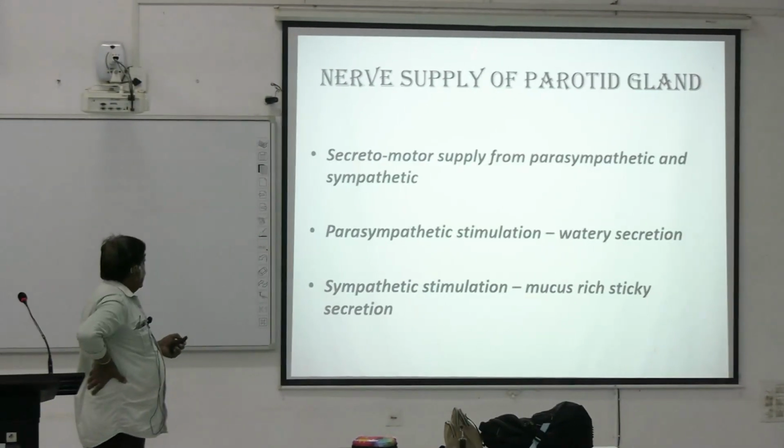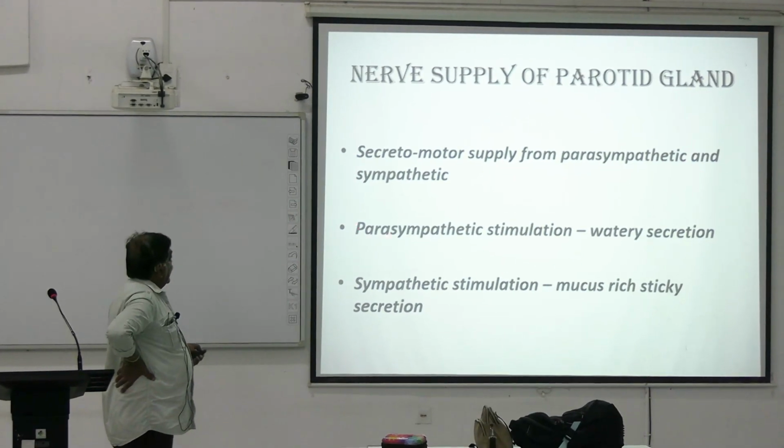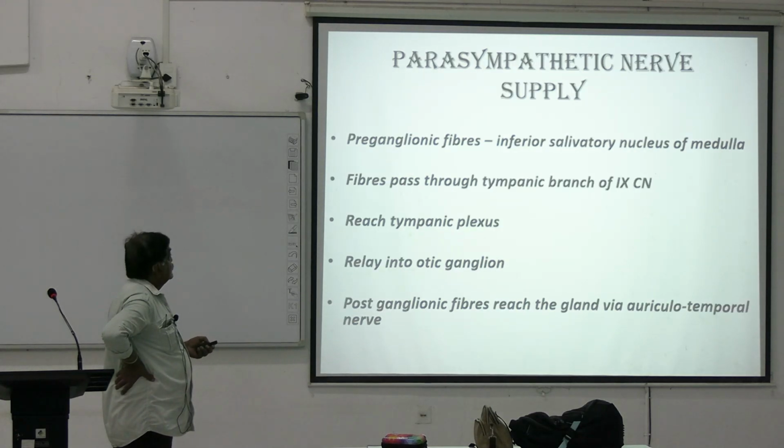Now, secretomotor supply from parasympathetic and sympathetic. Parasympathetic stimulation gives watery secretion. Sympathetic gives mucus-rich, sticky secretion. Next.